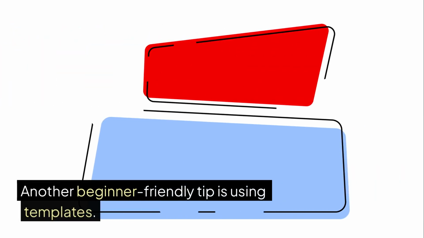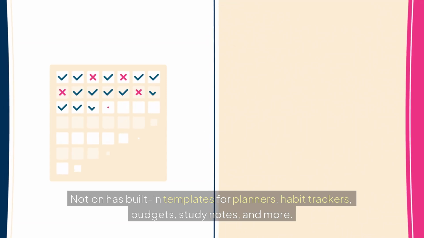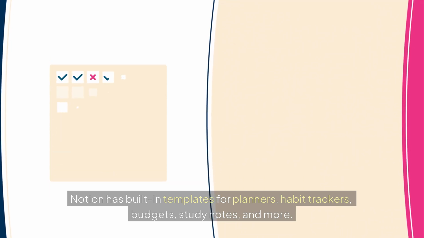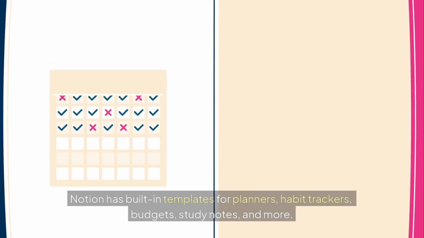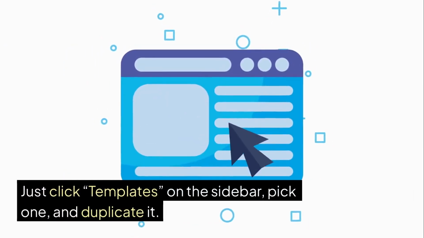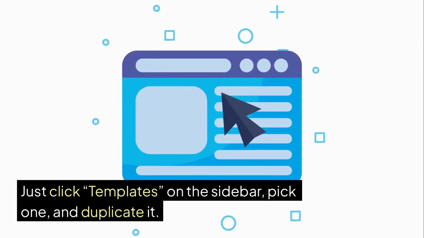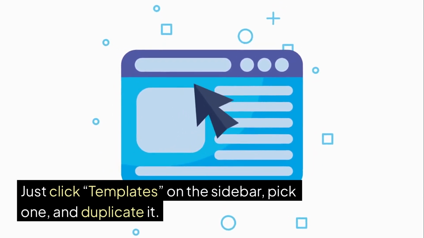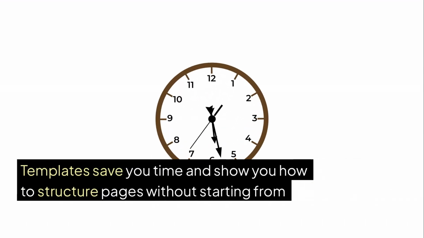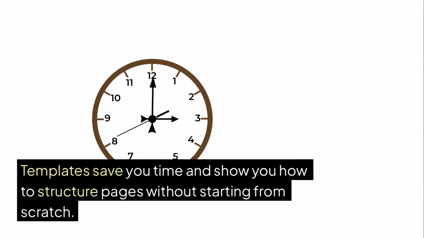Another beginner-friendly tip is using templates. Notion has built-in templates for planners, habit trackers, budgets, study notes, and more. Just click Templates on the sidebar, pick one, and duplicate it. Templates save you time and show you how to structure pages without starting from scratch.